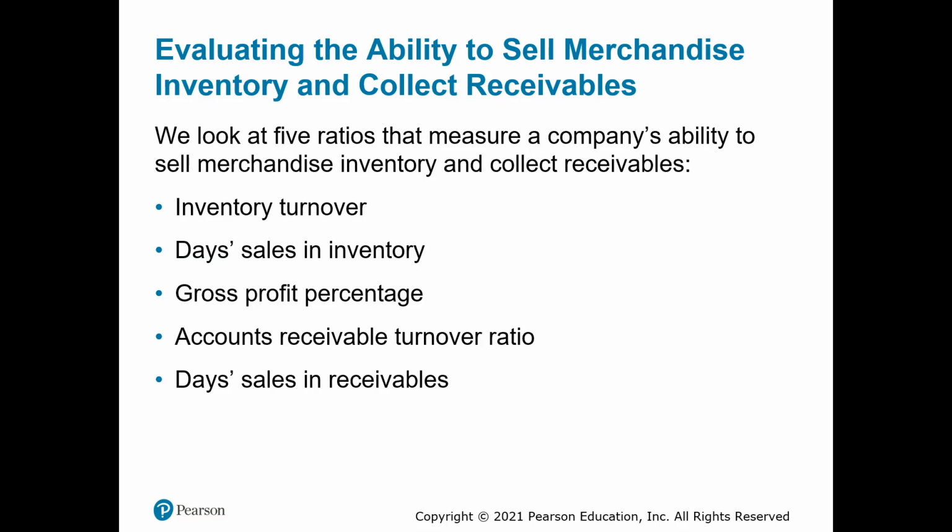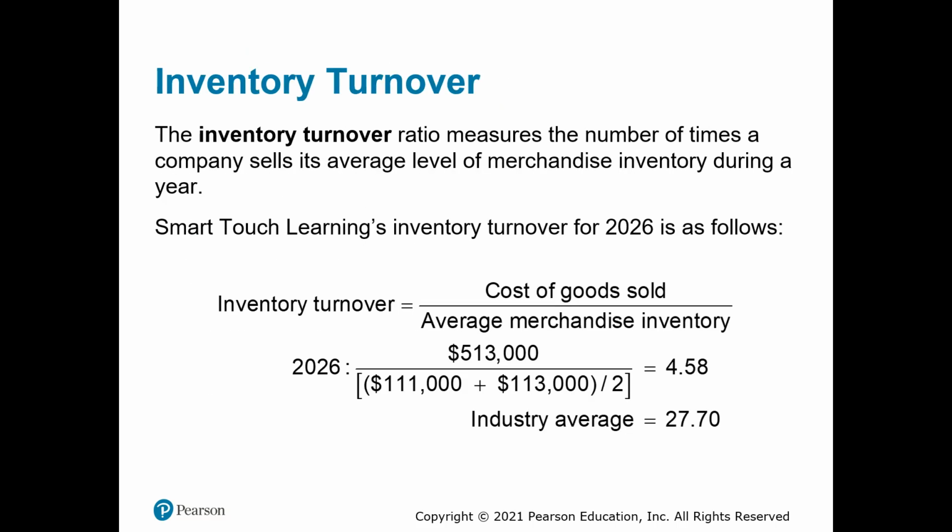Well, let's break down these formulas individually. The first thing we have is our number of inventory turns, or our inventory turnover, which is kind of a weird concept to think about. It is a measure of how many times your company will sell its average level of inventory during a year.